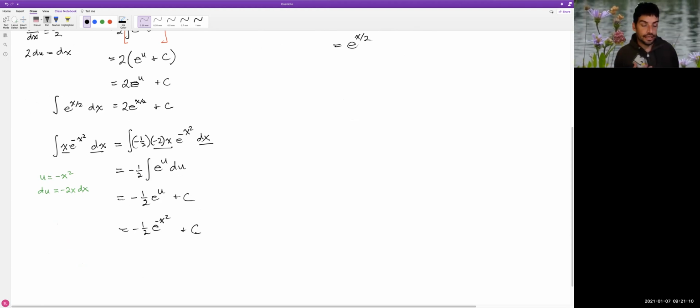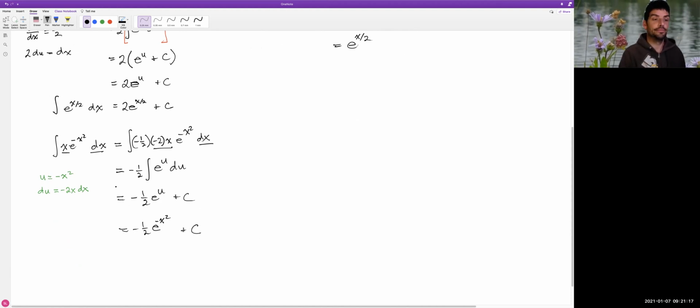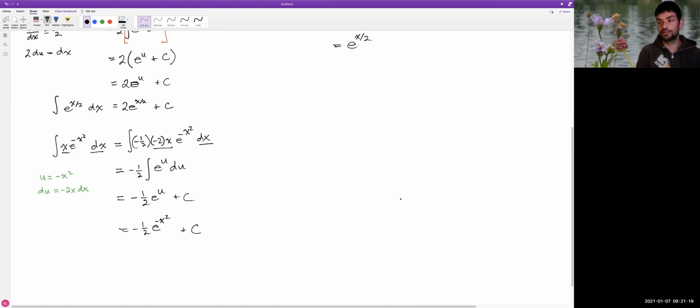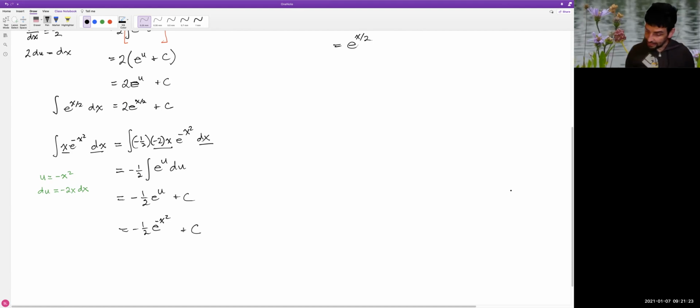Okay, and I'll leave that one to you to check, but again, you'll see a chain rule that you have to deal with there to get back to the original function, the integrand that we started with. Okay, all right, that is it for exponentials.